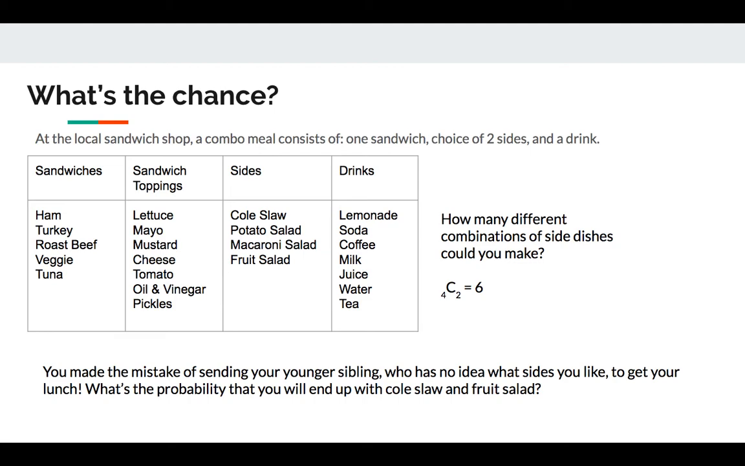Now, let's say you make the mistake of sending your younger sibling, who has no idea what kind of side dishes you like, to get your lunch, because that's a smart thing to do. What's the probability that you'll end up with the coleslaw and the fruit salad, knowing that your sibling's going to be doing just a random guess? Well, if you guessed 1 out of 6, you're right. Coleslaw matched with fruit salad, there's only one way to do it, and there are 6 ways those things can get paired off. So that's about a 17% chance that you'd get the 2 you wanted.